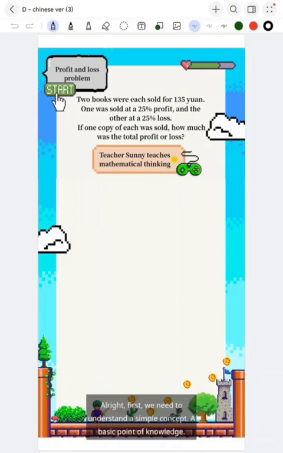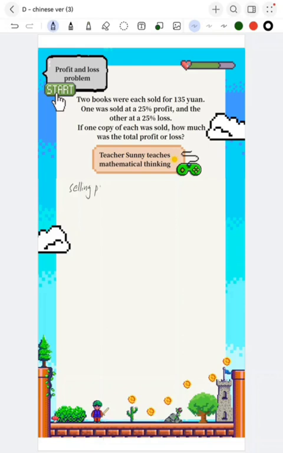Alright, first we need to understand a simple concept, a basic point of knowledge. First, the selling price equals the total cost plus the profit. And the part that's cost plus profit ultimately forms the final selling price. So we know that the cost is fixed. The cost is fixed.